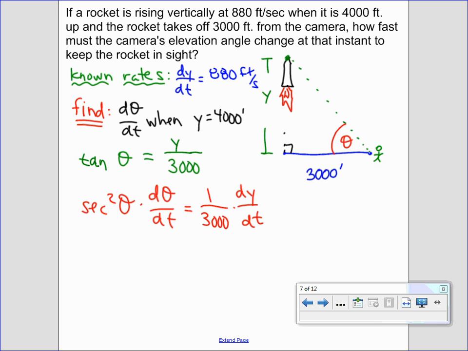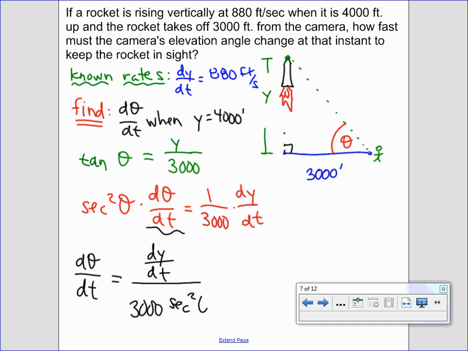So we've generated an expression that includes both our known rates and our unknown rate. So I'm feeling pretty good about that. And which were we trying to solve for? We were trying to solve for this d theta dt. So let's go ahead and solve for d theta dt. So d theta dt will be given by dy dt. I'm going to kick the 3,000 on down to the bottom. And secant squared theta would be on the bottom as well, because we're dividing over to undo the multiplication. Did we successfully isolate d theta dt? Yes?